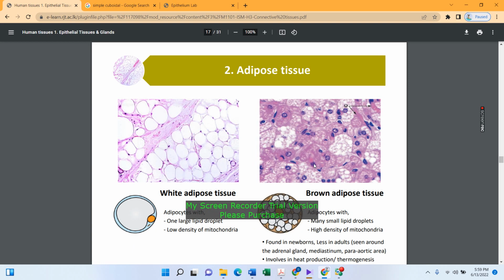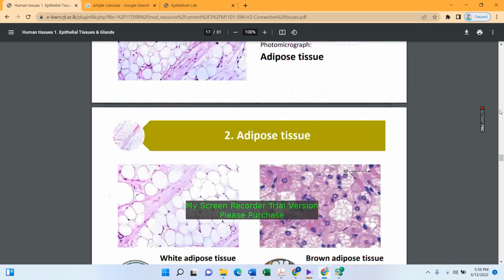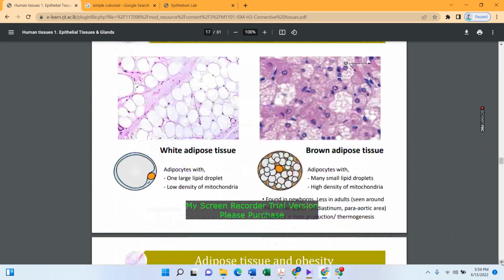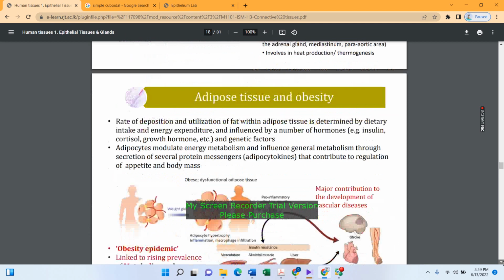And then it also has a high density of mitochondria, found in newborns, less in adults, seen around the adrenal gland, mediastinum, and para-aortic area. It is involved in heat production or thermogenesis in newborns. So they are found in the adrenal gland, mediastinum, and para-aortic area. These have a high density of mitochondria involved in thermogenesis, heat production in newborns, less in adults. So that is brown adipose tissue.